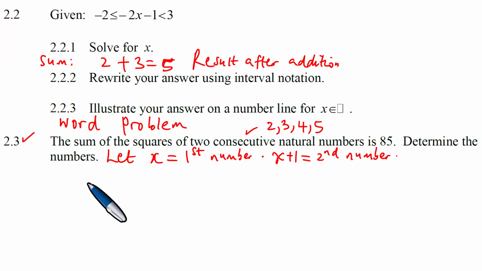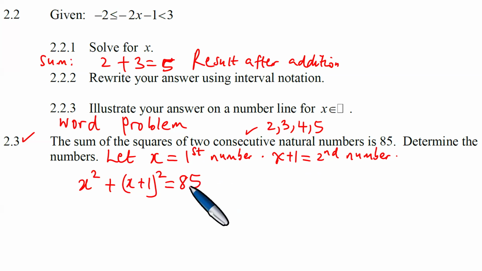The squares means that you take x squared, and then you also take the square of x plus 1. So you take the square of x and the square of x plus 1. The sum of the squares of two natural numbers is 85.